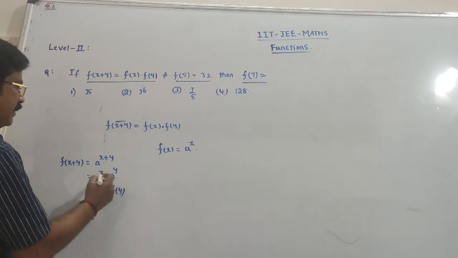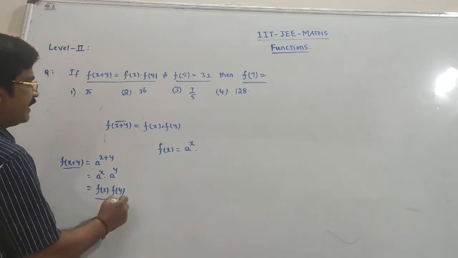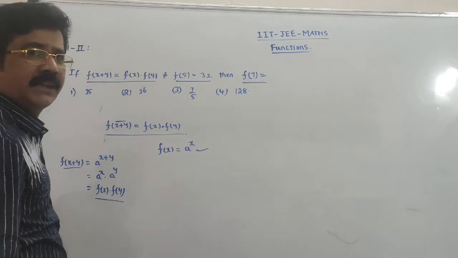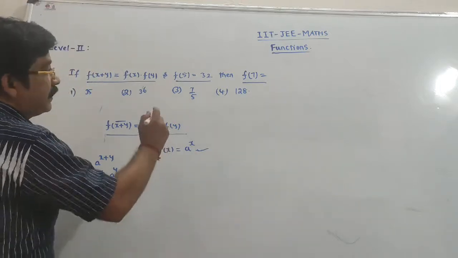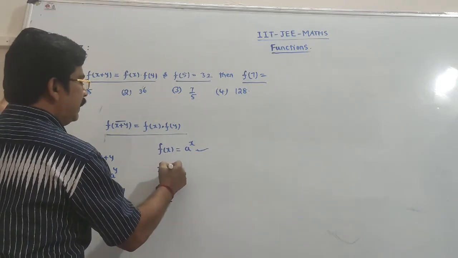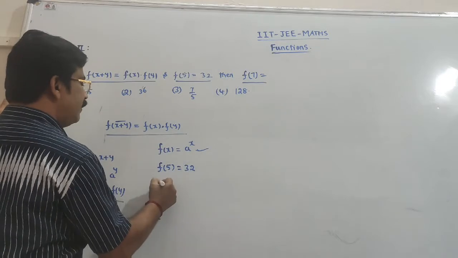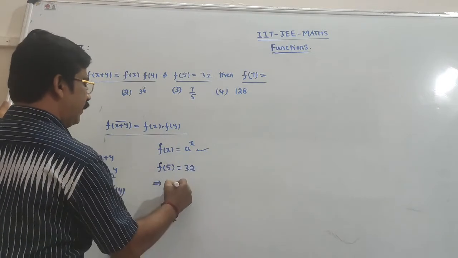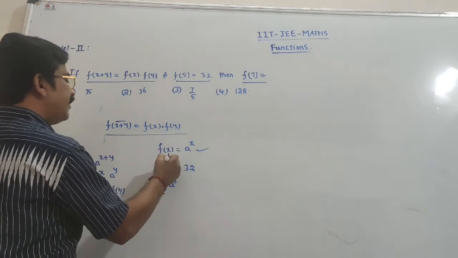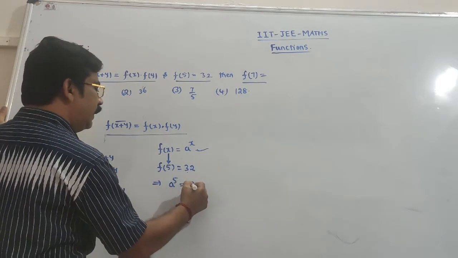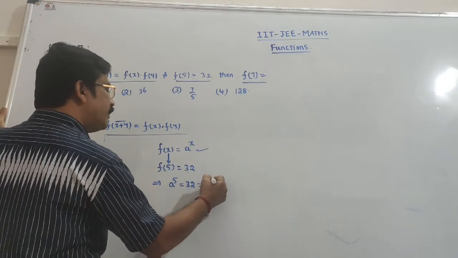F of xy equals f of x times f of y. So this given condition is satisfied for the exponential function a power x. Next, f of 5 is equal to 32. F of 5 means a power 5, where instead of x we are writing 5. So a power 5 equals 32, and 32 is 2 to the power of 5.